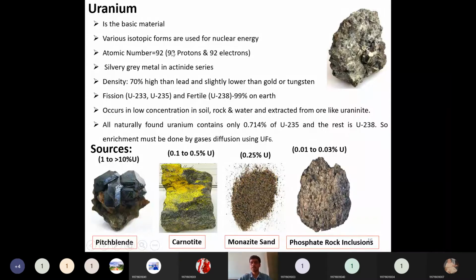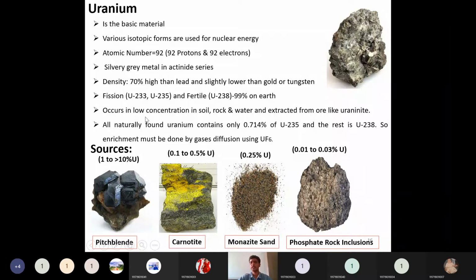Then, the atomic number is 92, which also means the electron number. Usually uranium is a silvery gray metal in the actinide series, so in the periodic table, this is located in the actinide series. Its density is usually 70% higher than lead. Compared to lead, it is 70% higher, and it is slightly lower in density compared to gold or tungsten, which are also metals.